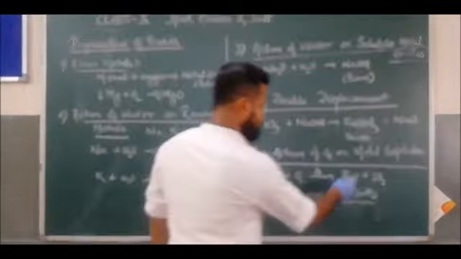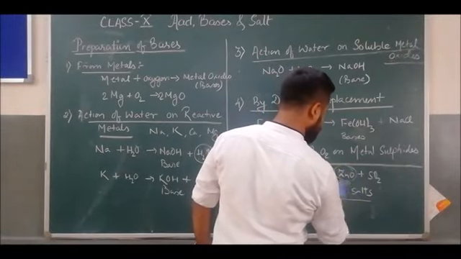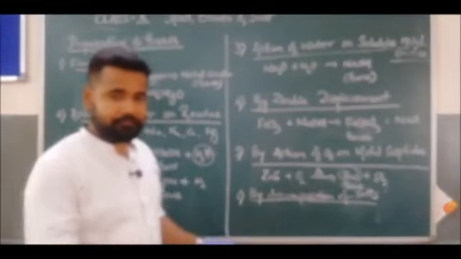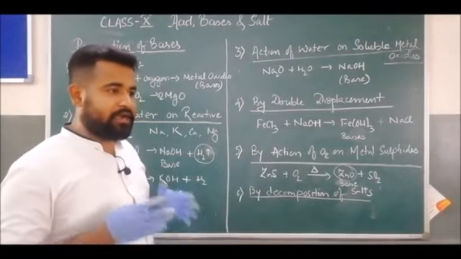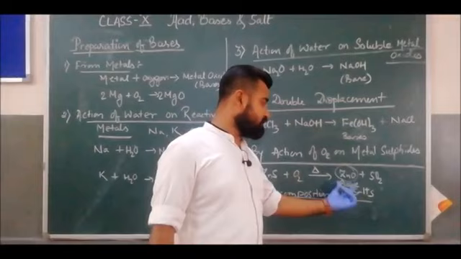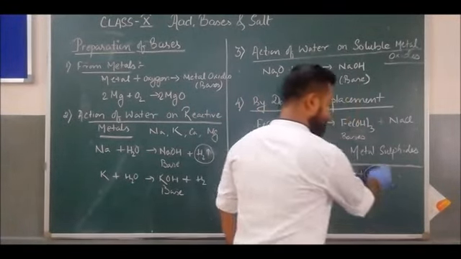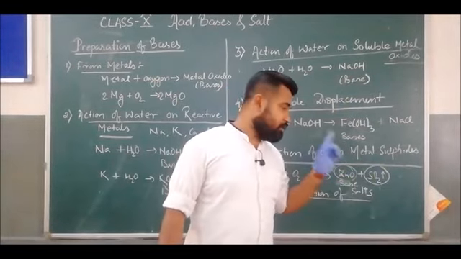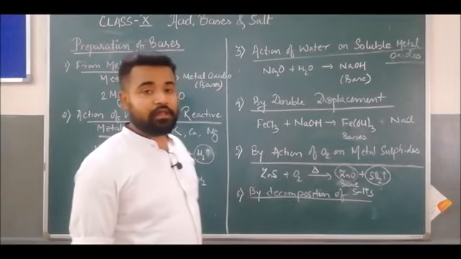It means the metal oxide which it is giving, that is base. Generally we know that oxide of any metals are generally basic in nature. So here we are getting the zinc oxide which is base. And what is the peculiarity of this reaction? We are getting the sulfur dioxide gas. It evolves sulfur dioxide.